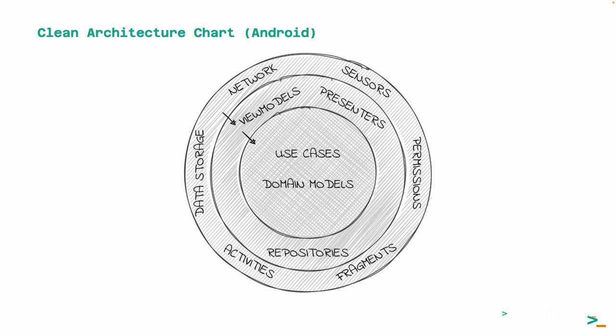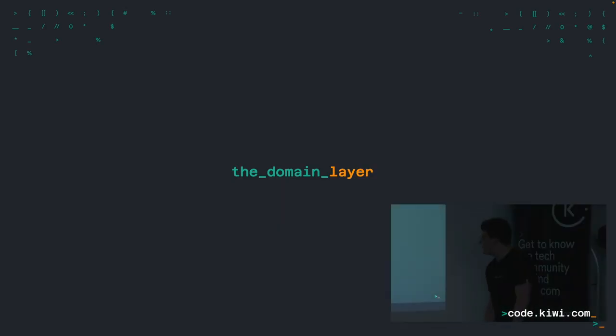I used it from a book by Aaron Buchner. And it sort of describes it. You don't think of it as layers. It's more like circles of protection. So use cases and domain models are protected from changes in view models, presenters, repositories. And these three are protected from changes in, let's say, activities, fragments, network handling, sensors, and so on and so forth. All right, so I'm going to talk about the layers that are often described. Clean architecture doesn't really prescribe the number of layers or what you should call them.